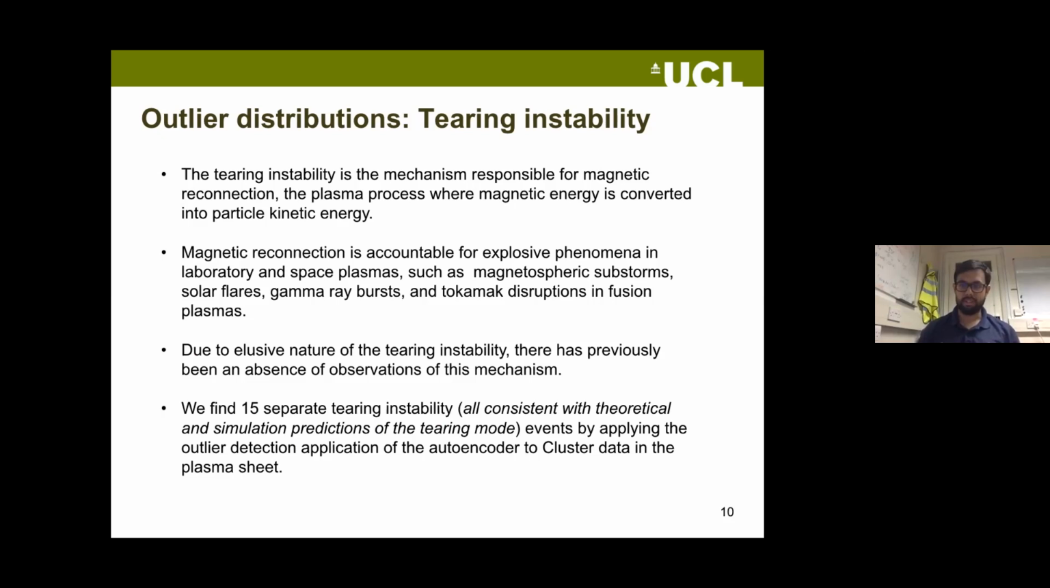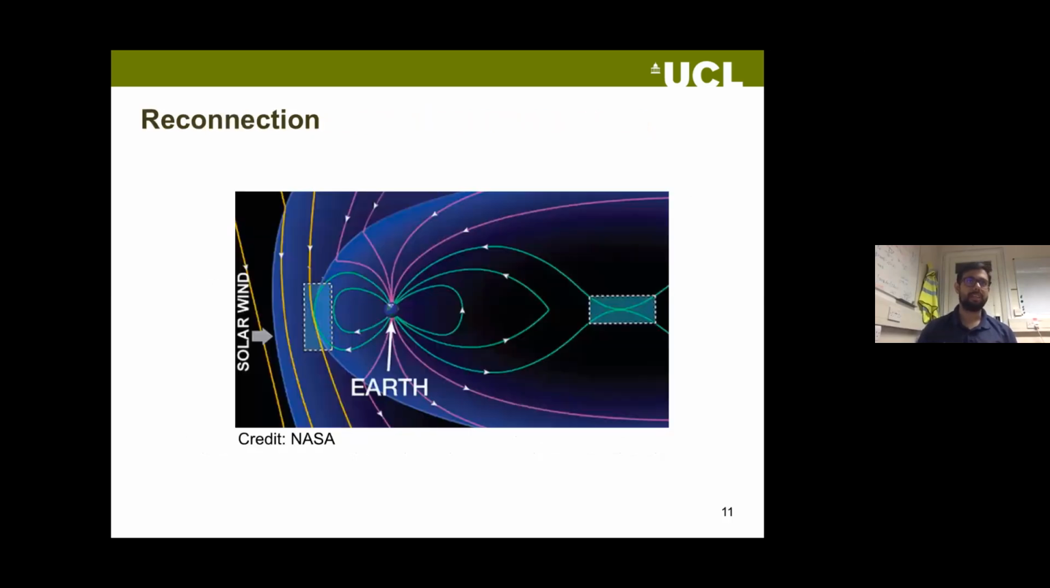However, it is known to be very elusive, short-lived, transient, so that's why we thought an outlier detection method using the autoencoders would be quite useful. So this allowed us to find 15 separate tearing events in the 10 years of data that we looked at. So I'll just talk a bit about that now.